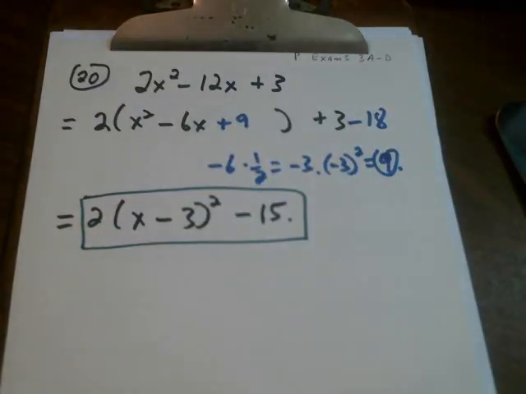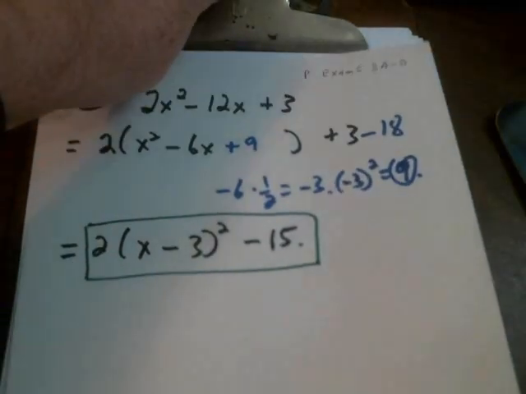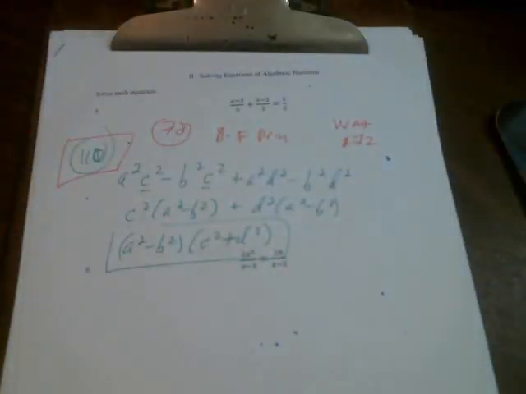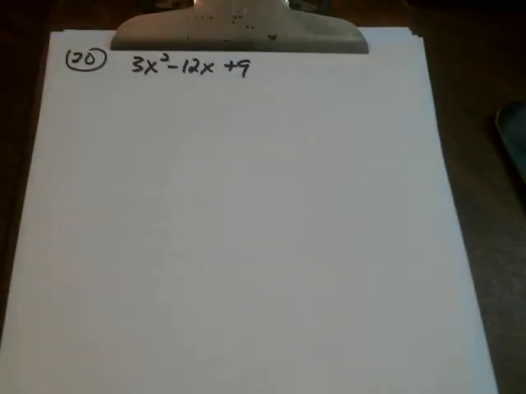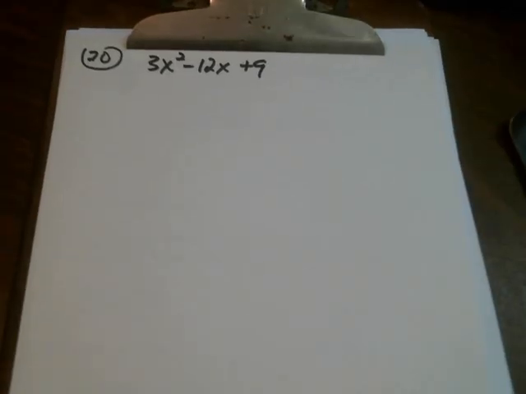Let's go to the next example. This should be from B. I believe I'm doing this in the correct order. Okay. All right, so here we go. 3x squared minus 12x plus 9. Same instructions. Use completing the square to rewrite.